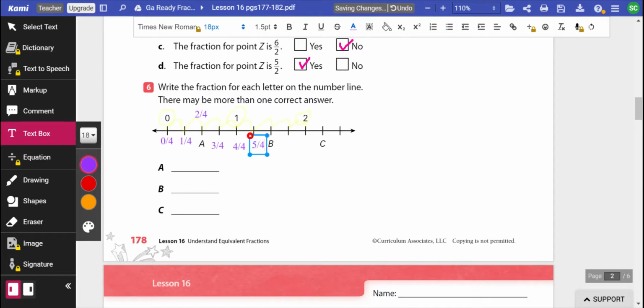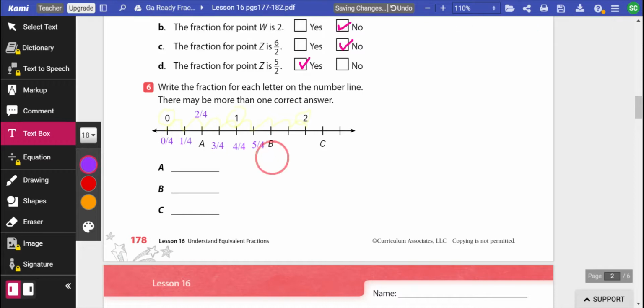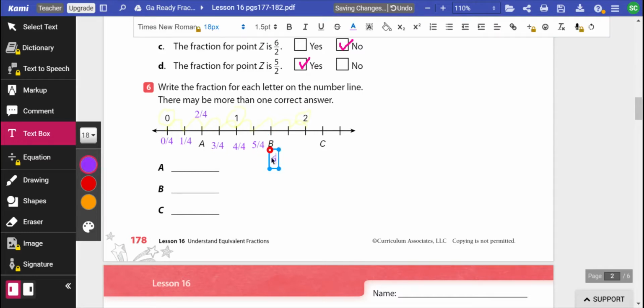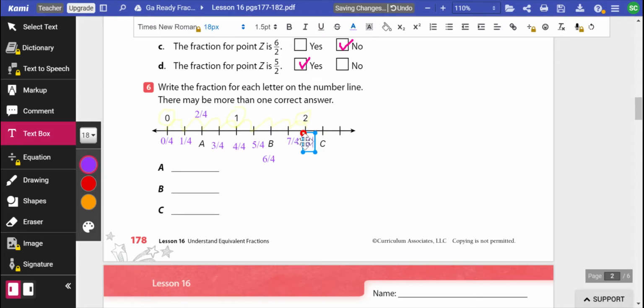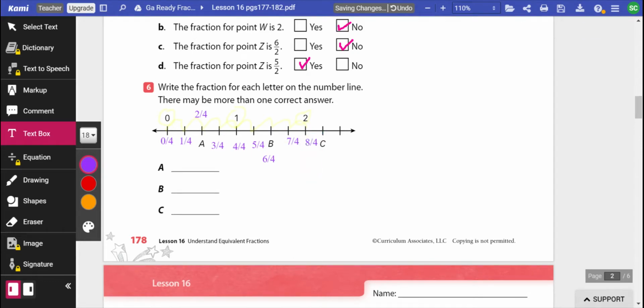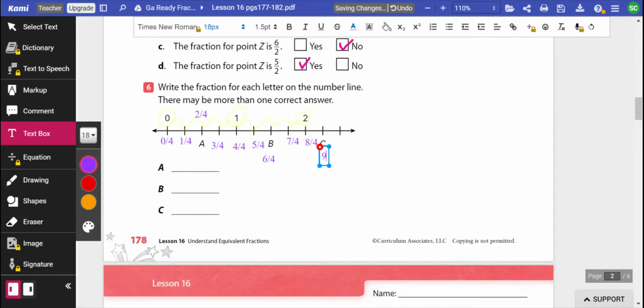Then 5/4. Then we have 6/4. And I'm going to move that one up here just because that B is in the way. Well, I guess we can do it under. It won't mess up with this. It's okay. Then right here, we've got 7/4, 8/4. Sorry about that. I got people talking in the background. Hopefully you can't hear that. 9/4. And then right here, we'd have 10/4.